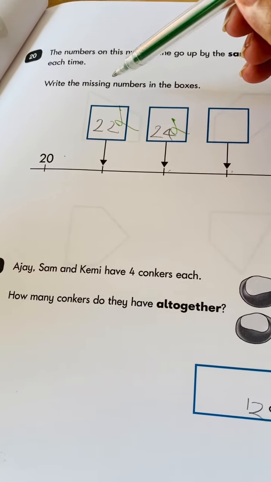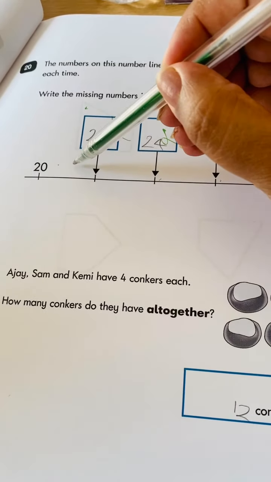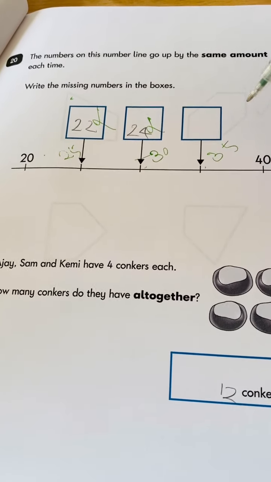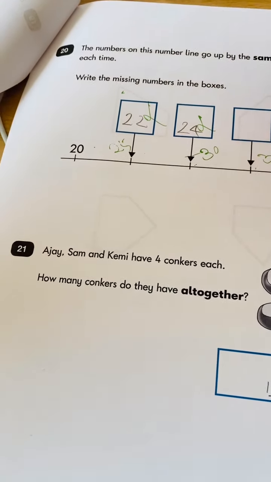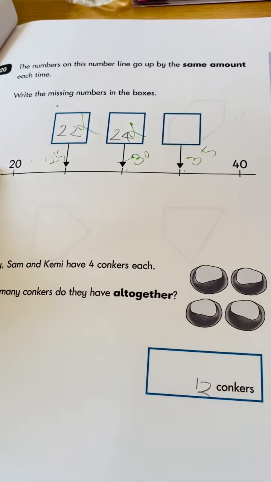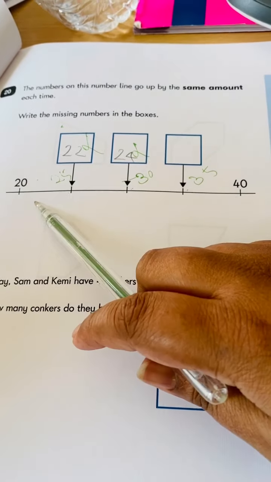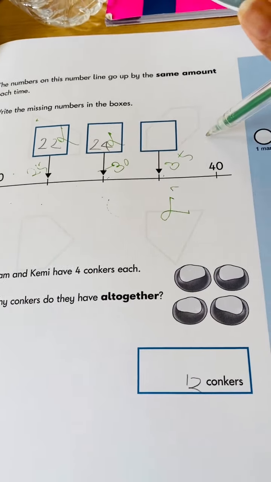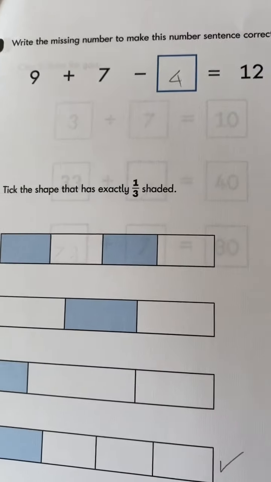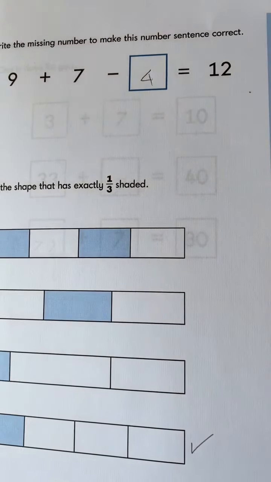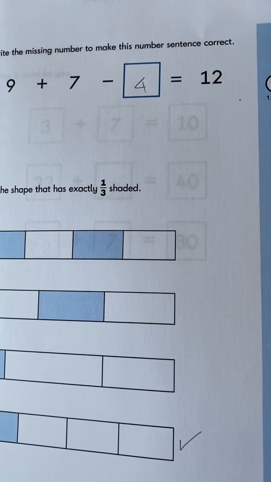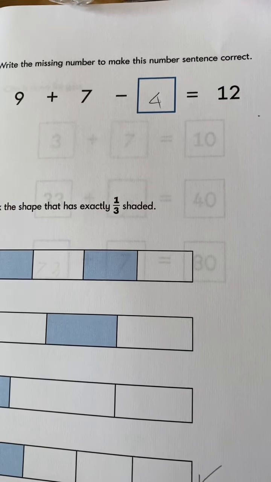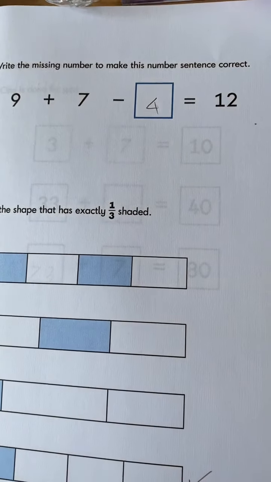So it should be like 25, 30, 35, 40, okay? No, this is 20, so 20, 25, 30, 35, 40. So if it's wrong, you get 0. Alright, use numbers to make this number sentence correct. 9 plus 7 is 16, and figure 4 is correct.